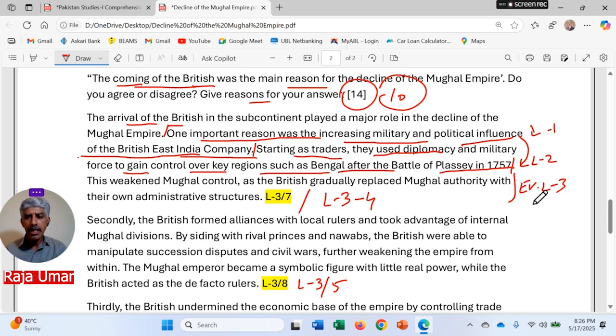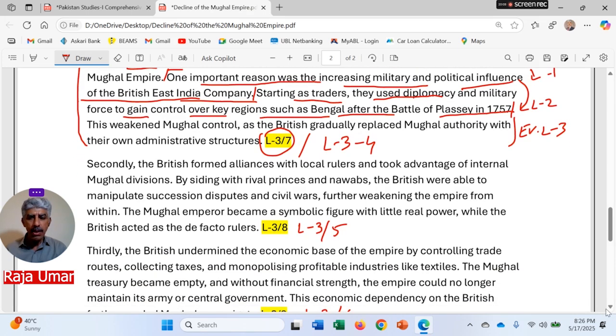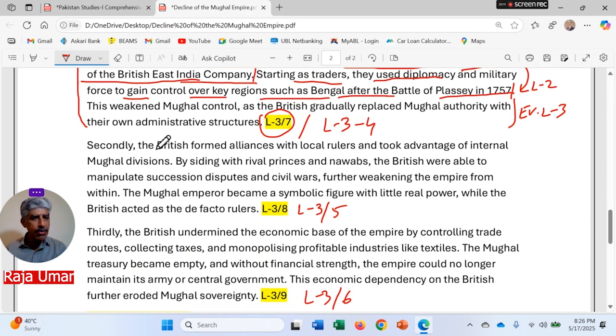leading this first reason to level 3. So level 3 is 7 marks. If it is a 14 marks question and a student writes this much only, he can gain 7 marks. Now, the second reason of the arrival of the British.